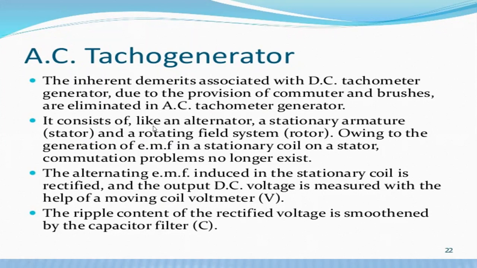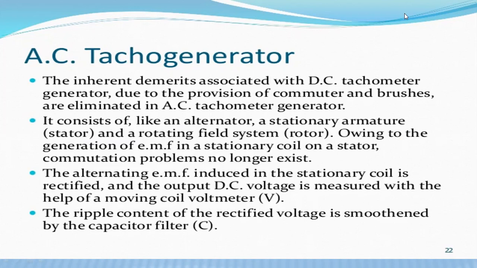It consists of, like an alternator, a stationary armature and a rotating field system. That means a stator and a rotor are placed in the alternating current tacho generator. Owing to the generation of EMF in a stationary coil on a stator, commutation problems no longer exist. The alternating EMF induced in the stationary coil is rectified, and the output DC voltage is measured with the help of a moving coil voltmeter.